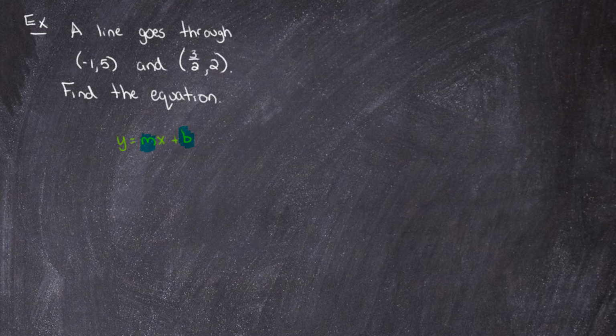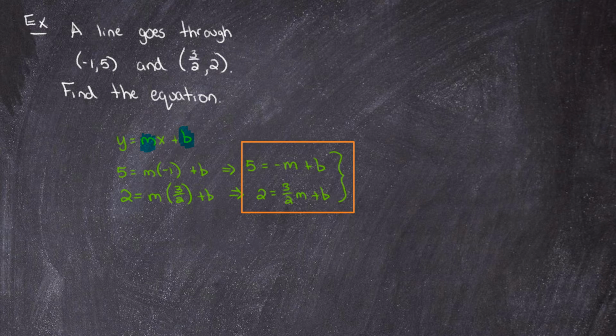Now, you might be thinking, but we don't have two equations. Or do we? Let's go back to the original question and pretend that we're just starting. Taking a look at this, you can see they gave us 2 points, each of which has to satisfy y equals mx plus b. Thus, if we let x equal -1, we know that y should be 5. Alternatively, if we let x equal 3/2, y should be 2. And suddenly, we get a system of two equations involving two unknowns.